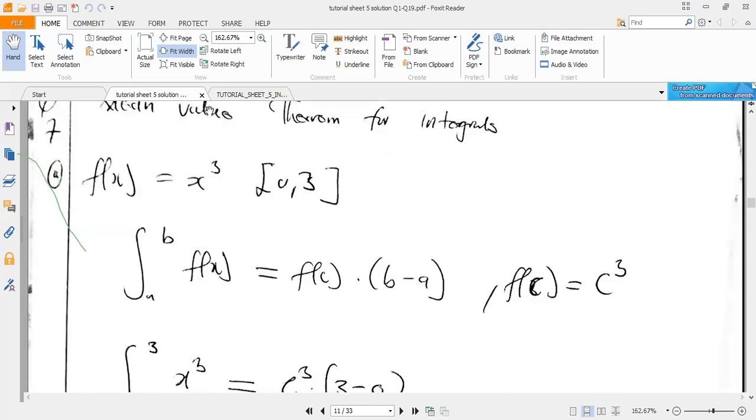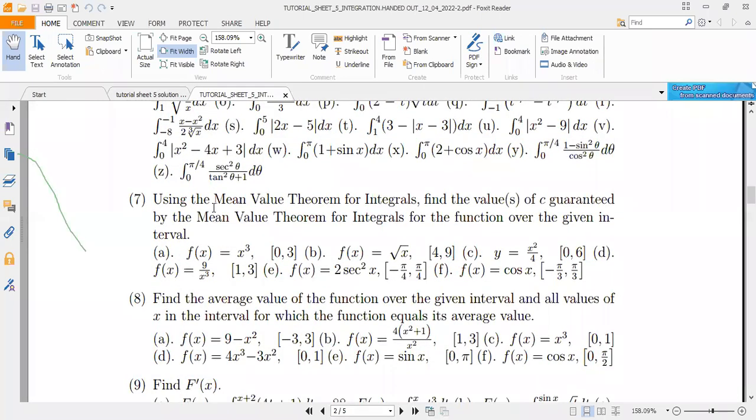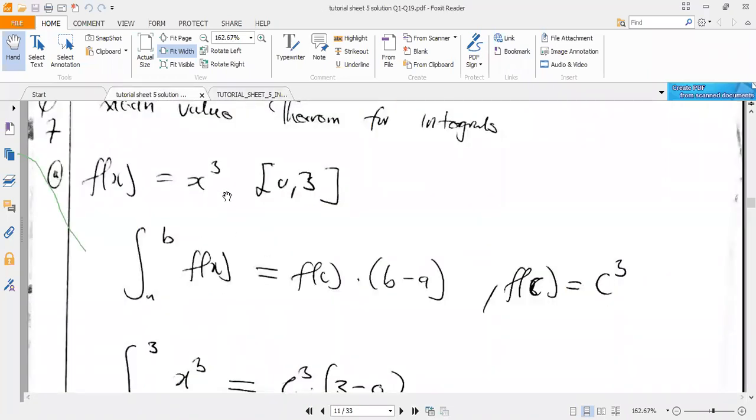All right, so we go to question 7. Using the mean value theorem for integrals, find the values of c granted by the mean value theorem for integrals for the function over the given interval. f of x is equal to x to the 3, the interval is 0 to 3; then f of x is equal to root of x, the interval is 4 to 9, and so forth. So we pick the first one.